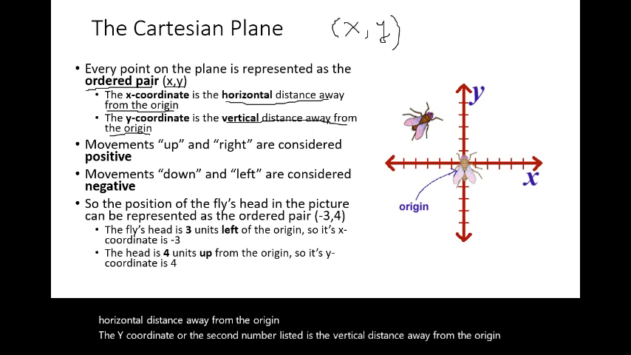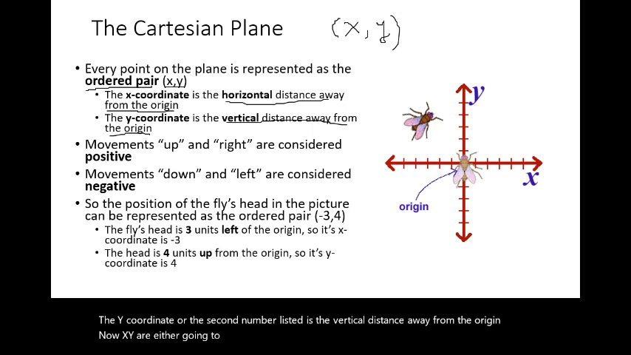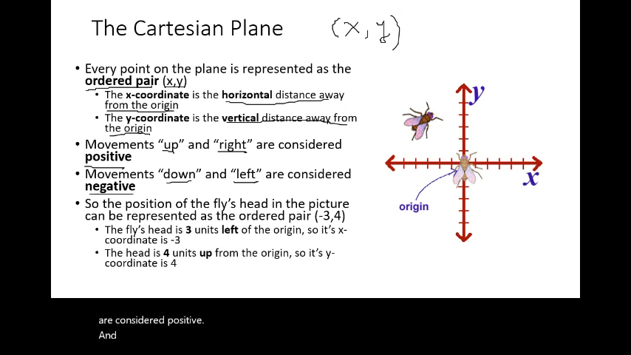Now, x and y are either going to be positive numbers or negative numbers. Movements up and right are considered positive. Movements down and left are considered negative.